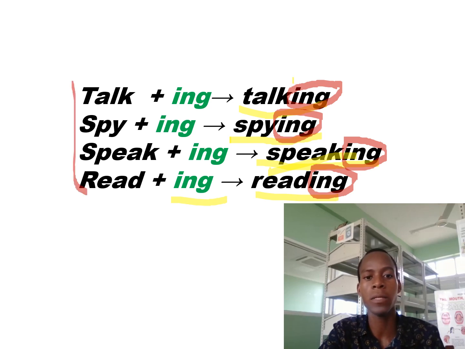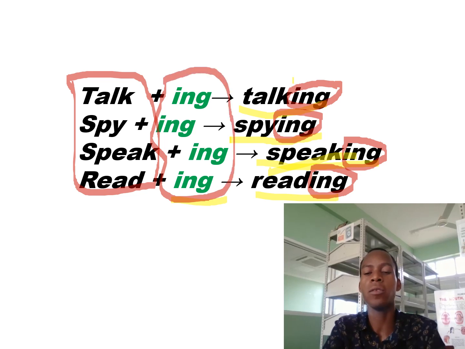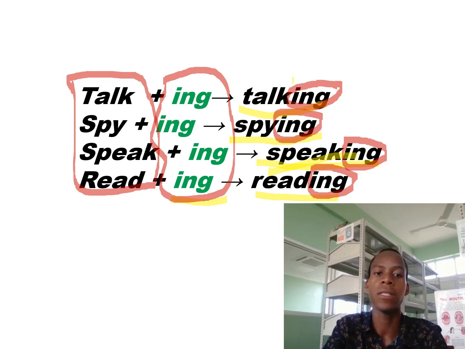The base forms for the verbs in this part are talk, spy, speak, and read. And this in the middle, ing, is what we call the suffix. So the ing forms as suffixes are added to the base root or infinitive of the word to form the present participles. Now let us have a look at the other principles in the following part.